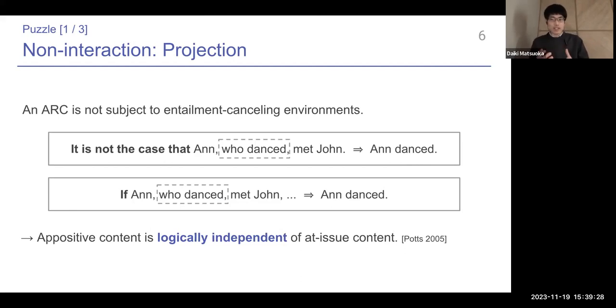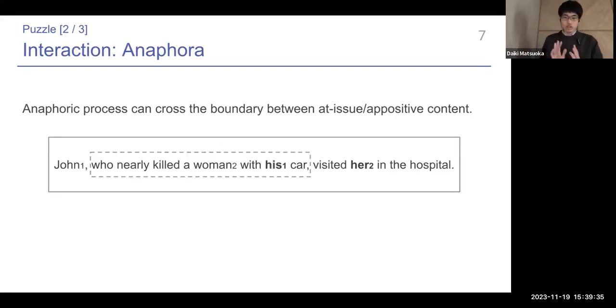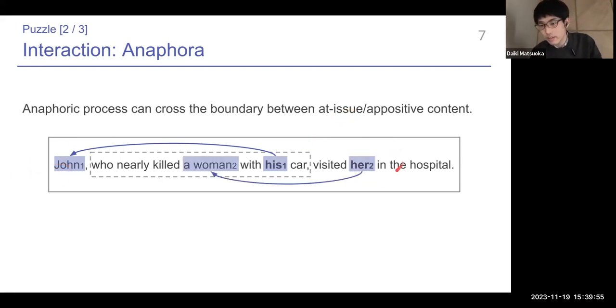However, there's evidence that shows interaction between the two: anaphora. Here's an example. "John, who nearly killed a woman with his car, visited her in the hospital." Here, the pronoun his inside an ARC refers back to John in the matrix clause, while the pronoun her in the matrix clause refers to a woman introduced in the ARC.